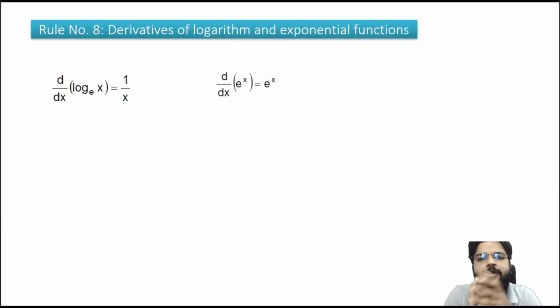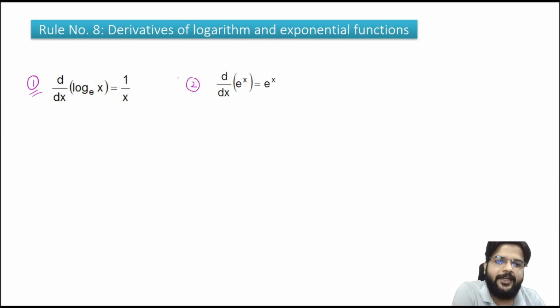Let's see the next rule, everyone. Rule number 8, derivative of logarithmic and exponential functions. The differentiation of log e x is 1 by x. And if you are doing the differentiation of e power x, it is again e power x. So keep this in your mind, everyone. The differentiation of log e x is 1 by x, and the differentiation of e power x is e power x. So we know this now, and keep it in your mind.